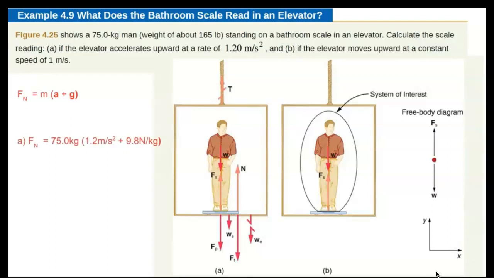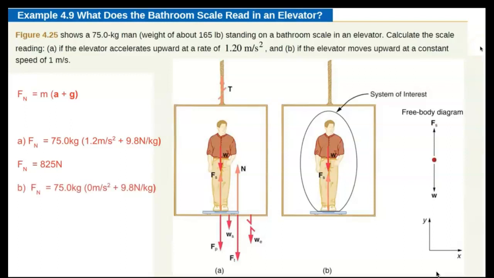The scale reading is his mass times the acceleration plus the gravitational field strength. And notice I'm adding meters per second squared to newtons per kilogram. That's because I told you earlier those are actually equivalent units. The normal force is then 825 newtons. So this reads even more than it did in the previous problems because the elevator is accelerating upwards even more than it had in the previous problem.